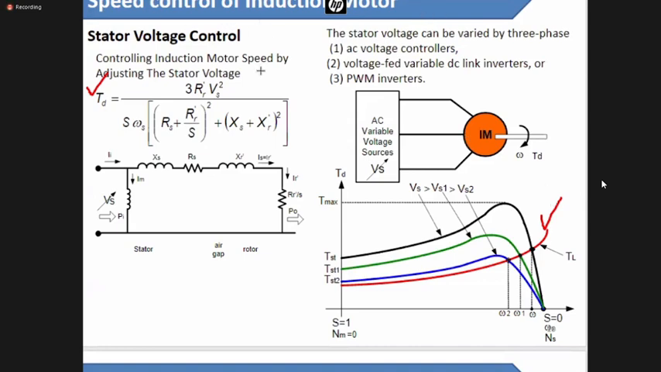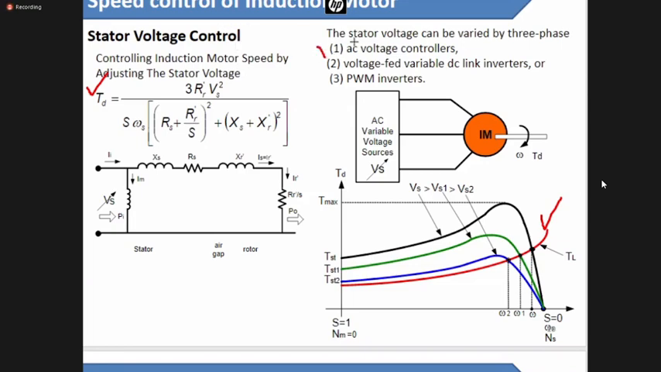So if you are asked to find the ways to control the supply voltage to the stator, what should be the control mechanism to control the voltage of the stator supply?